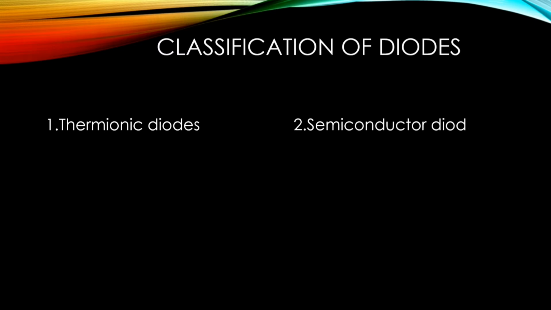Then moving to classification of diodes. Diodes are classified mainly into two types. One is thermionic diodes and second one is semiconductor diodes.